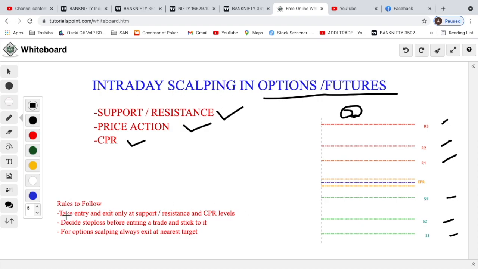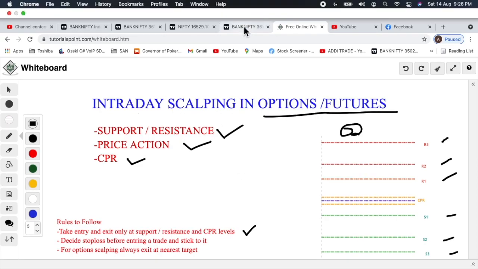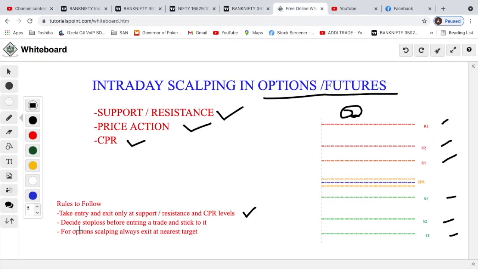It's just that I'm using it and sharing it on my YouTube channel so that everybody can benefit. That's it. It's not a strategy that I have put together. See, the first rule is take entry and exit only at support, resistance and CPR levels. I'll be explaining this on the charts when we get to the charts. The second one is decide stop loss before entering a trade and stick to it. Before entering a trade, you'll have to decide a stop loss and stick to it. In case your price action comes to your stop loss, you have to take it and do not compromise on that. I'll be showing this on the charts as well. And for options scalping, it's always best to exit at the nearest target. I will show you what this rule also means.